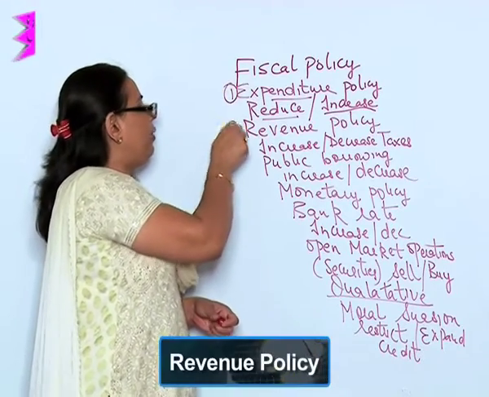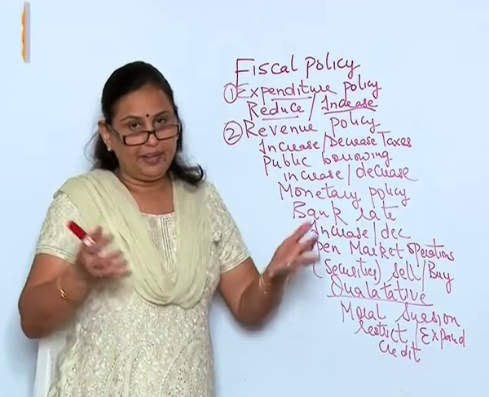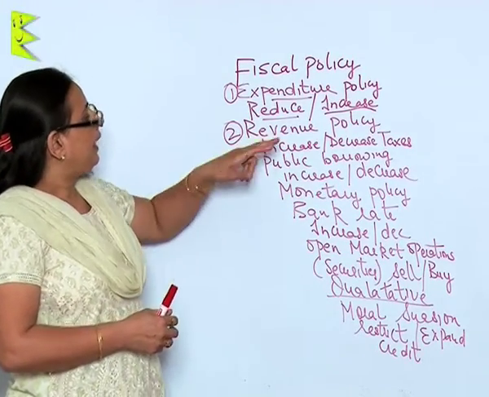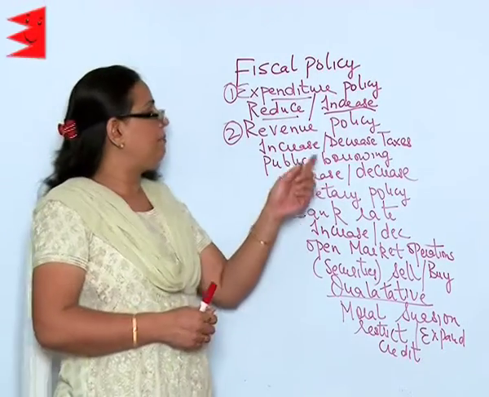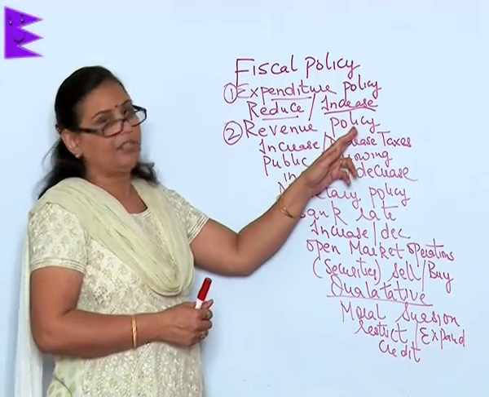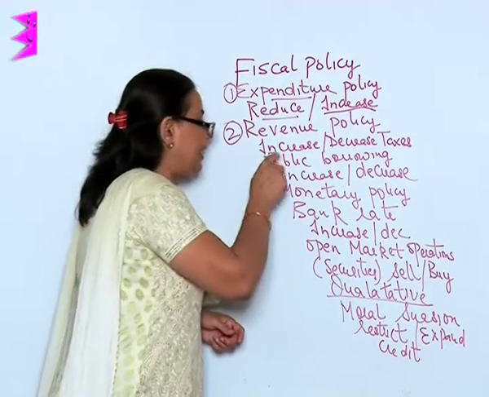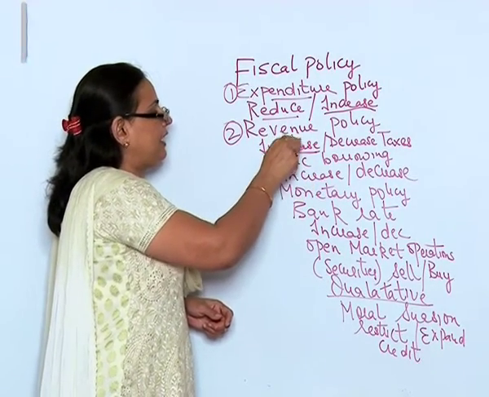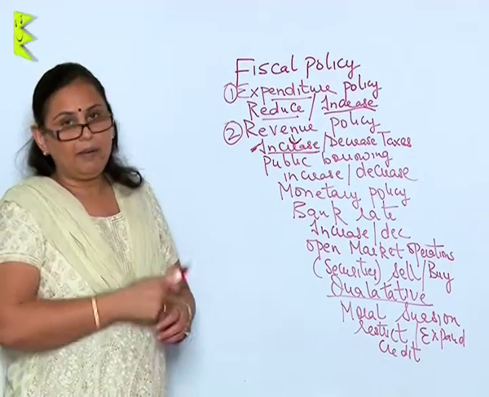Second is the revenue policy. That is the method by which revenue is collected, that is to say the taxes collected by the government. In this, if the demand is more, then the government should increase the revenue. But if the demand is deficit, if it is less, it should decrease the taxes. If it increases the taxes on the people in the revenue policy when there is excess demand, people will have less money, so they will buy less and the demand will come down.